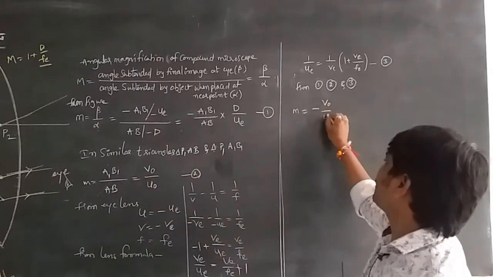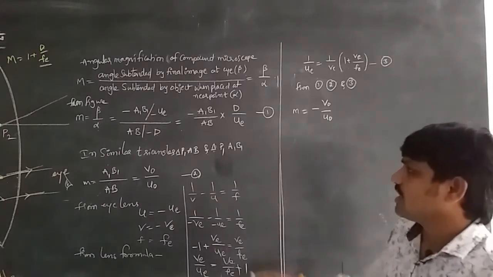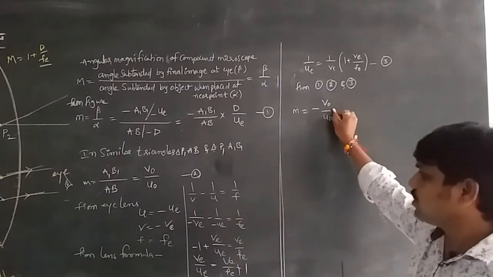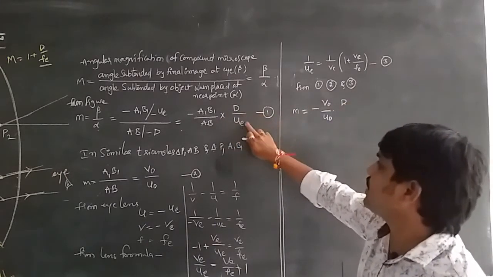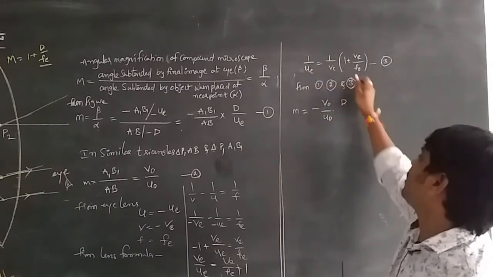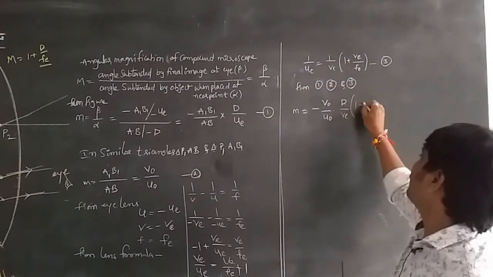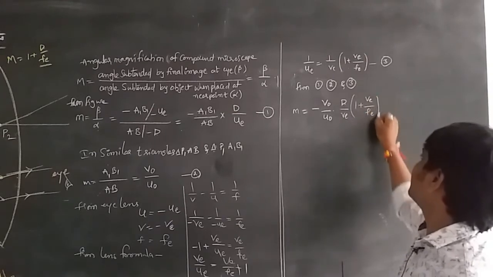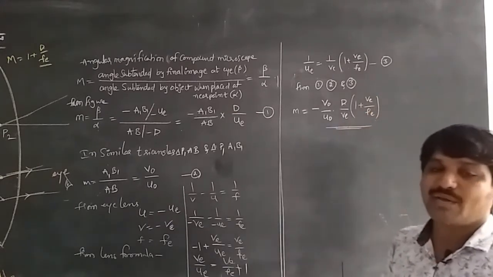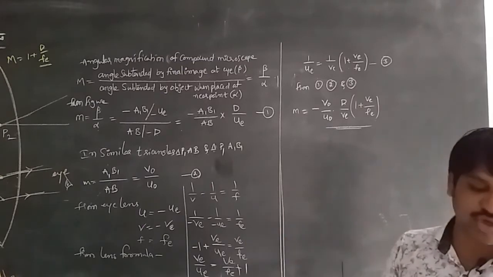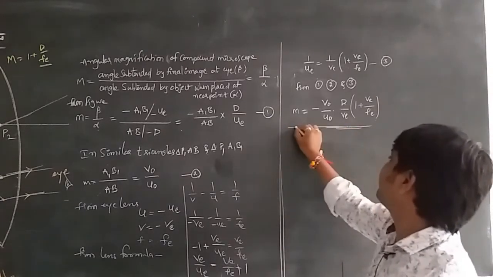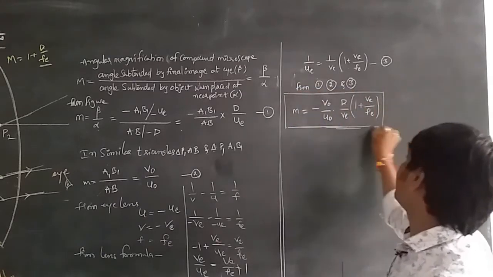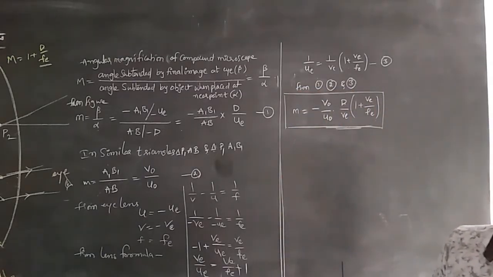So A1 B1 by AB is equal to V naught by U naught, into D by UE, and 1 by UE is equal to 1 by VE into (1 plus VE by FE). This is the value for the magnifying power of a compound microscope. To find the magnifying power of a compound microscope, there are two possible adjustments.